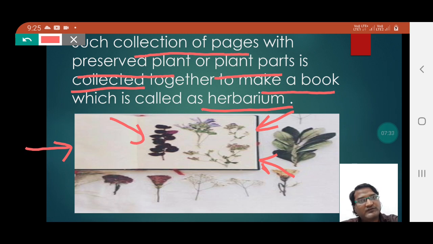Here also you can notice that in this page huge number of plant parts is being preserved, and in the same way each and every page of this book bears plants or plant parts which has been preserved. And this is what we call it as herbarium. So here this book will be called as herbarium.